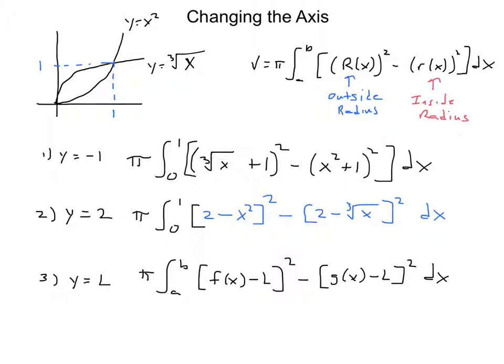And again, remember this portion right here, that is my outside radius, big R of x, and this represents my inside radius, little r of x. Again, I have to reiterate that this is really looking at just a horizontal axis. There is something similar that would happen with a vertical axis, and it would behave the same way as it does with these problems here.